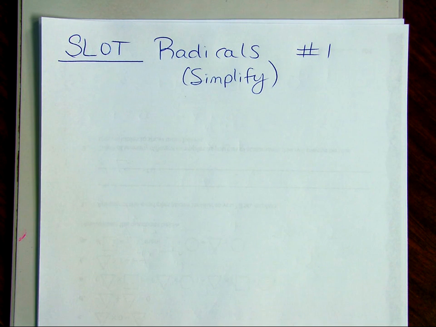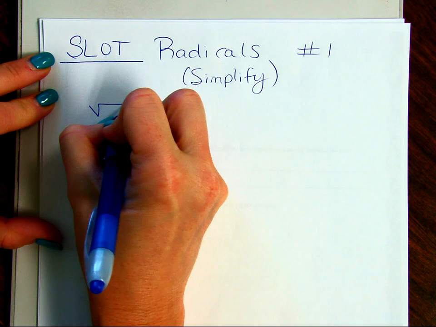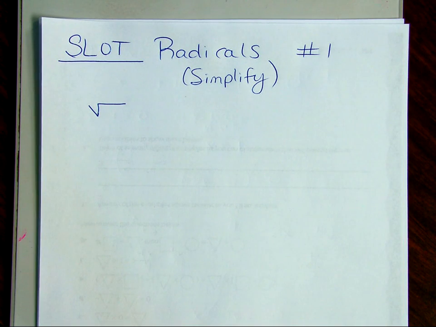All right, so let's talk about radicals. The first thing we're going to talk about is, I don't even know if you know what the term radical means. You do. You've been working with them for a while. It's just a fancy name for your square root sign. That's what a radical is. Okay, so a radical is basically just your square root sign.